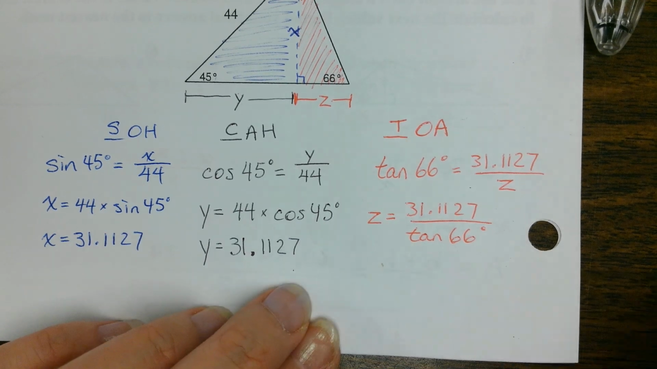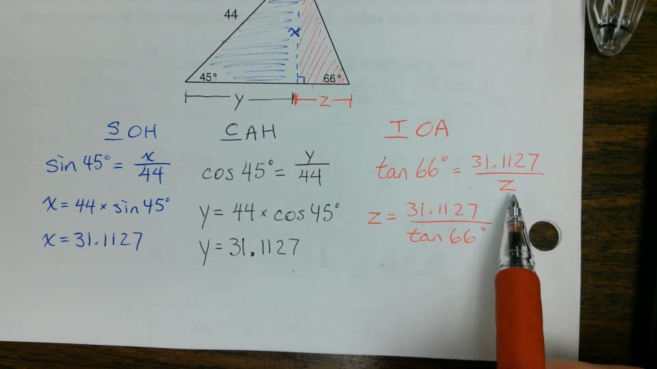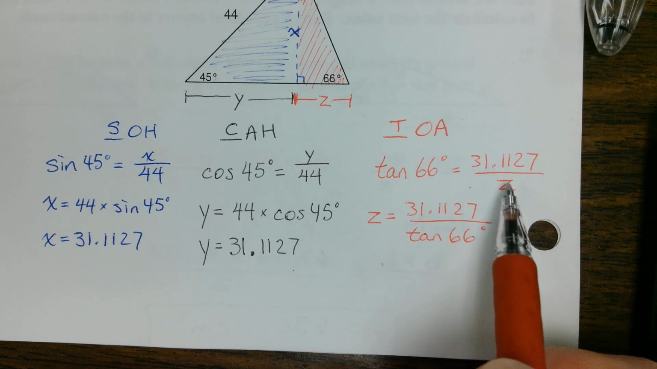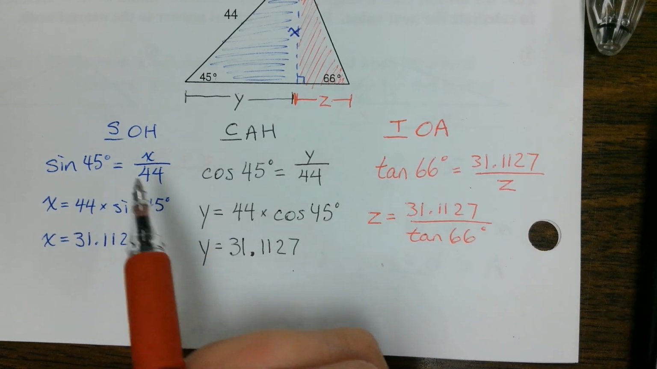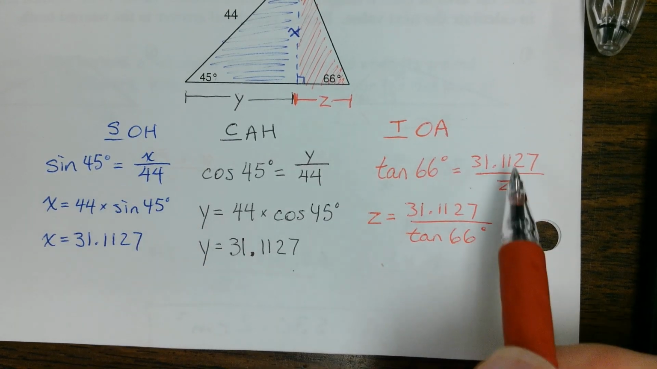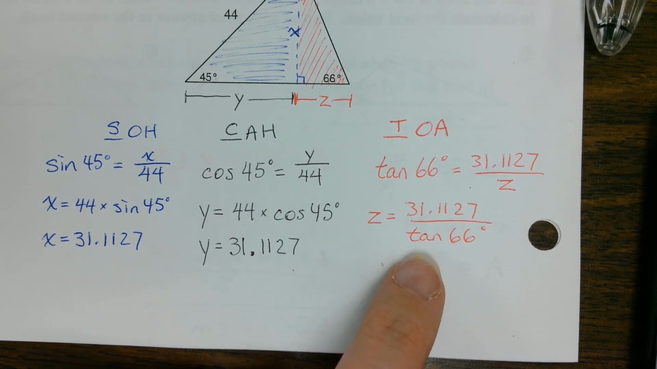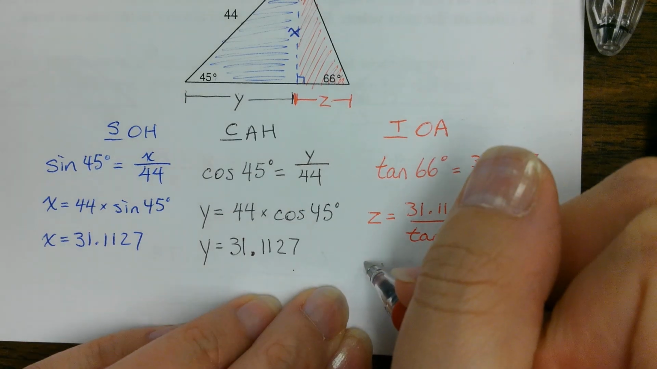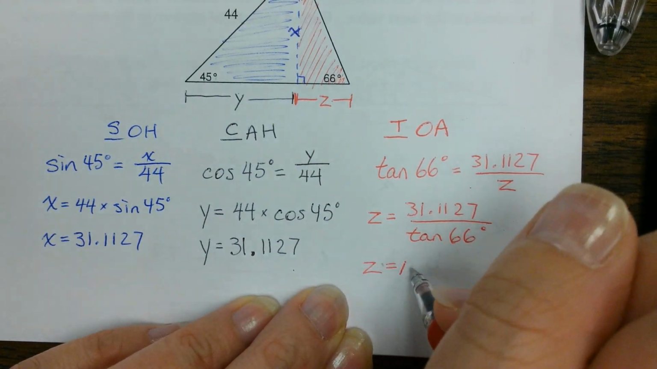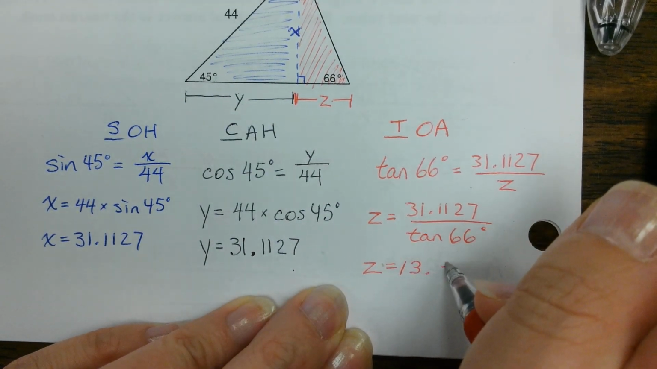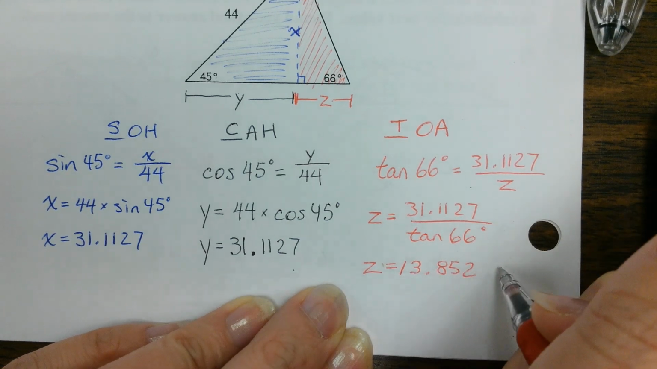Okay, and why I'm dividing is because my variable is on the bottom. Notice these ones, it's on the top, so I just multiply. But when it's on the bottom, I'm dividing. So 31.1126987 divided by tangent 66, I get 13.8523.